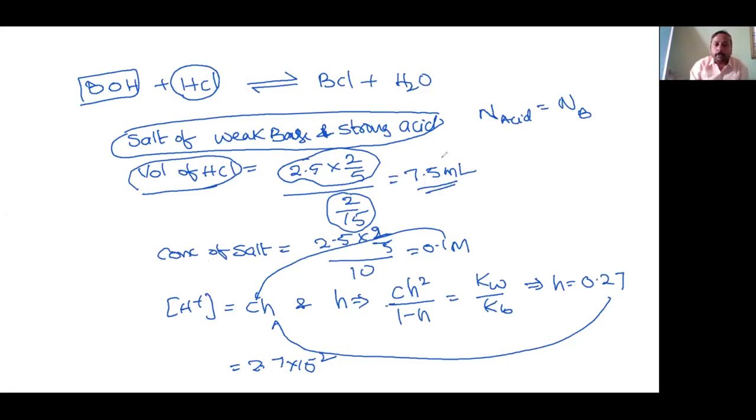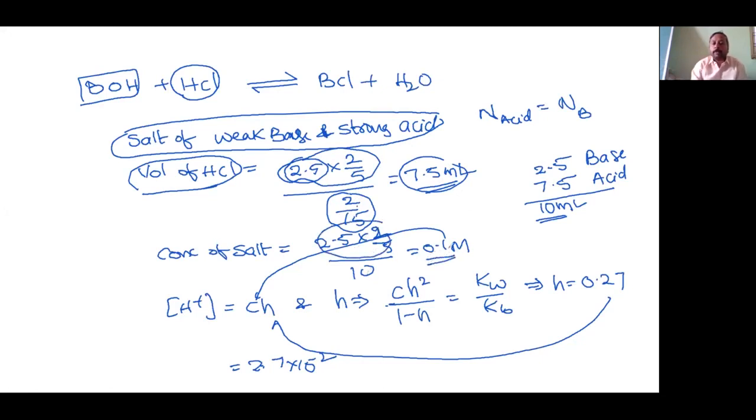Once you know the volume of HCl, the total volume will be: base we have used 2 ml, and acid we have used 2.5 ml. This is the base we have added initially, and the acid added for neutralization. So the total volume of solution will be 10 ml, and the moles will be the same, 2.5 by 2/5. Either you can take this one or this one, you will get the same moles. So moles upon volume gives the concentration of salt.